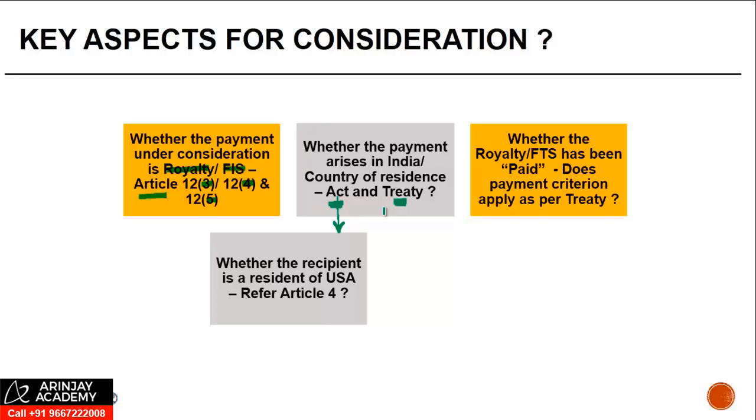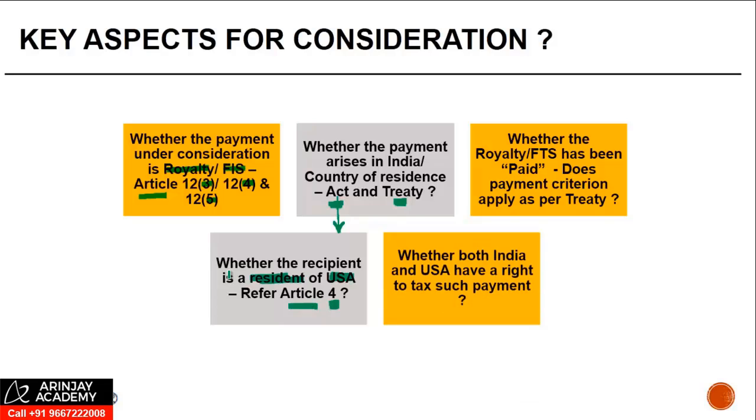Fourth, whether the recipient is a resident of USA or not. If you remember, it says and paid to a resident of the other contracting state. So you also need to find out whether the person qualifies as a resident of USA, and for that you need to apply Article 4 of this treaty. And then whether both India and USA have a right to tax such payment. Paragraph 1 gives a non-exclusive right to USA to tax such payment. The right of India will come in the next paragraph.